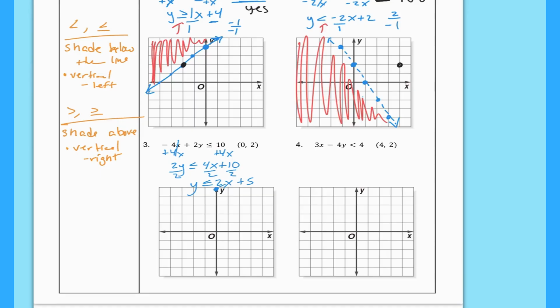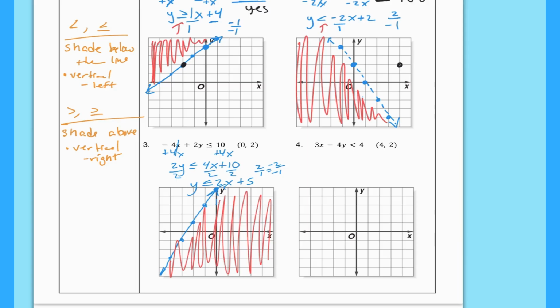My slope is 2 over 1, but I can't go up 2. So instead of going 2 over 1, I can go negative 2 over negative 1. Negative 2, negative 1, negative 2, negative 1, and just keep repeating. And then because we have that less than or equal to, I want a solid line. Less than means I'm going to shade everything below the line. So below the line is this way this time. So everything in that shaded red and everything on our line, because it's a solid line, is a solution.